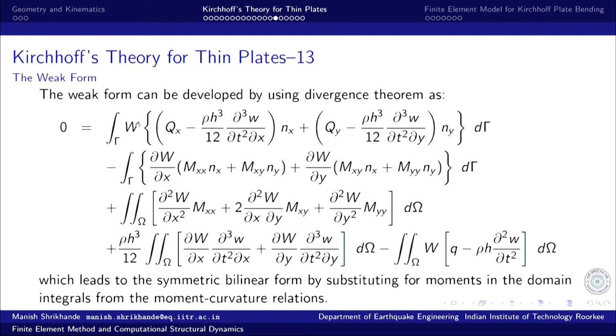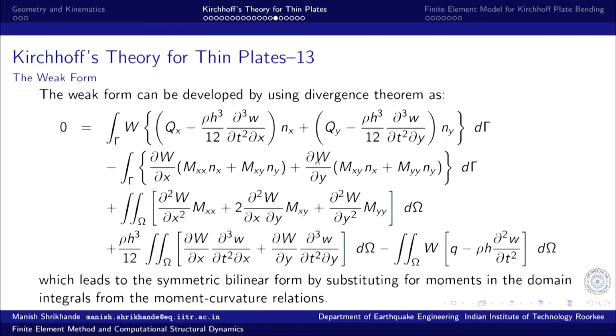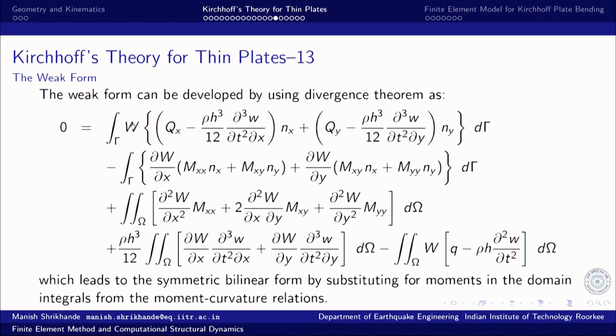We can identify 3 primary variables here: w, del w by del x and del w by del y. These are the weighting function terms in the boundary term. So the appropriate primary variables would be the normal displacement along the z direction, that is w, then del w by del x, the slope of the deflected shape along x, and del w by del y, the slope of the deflected shape along y.